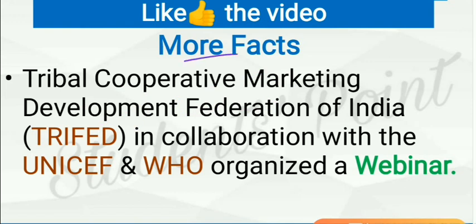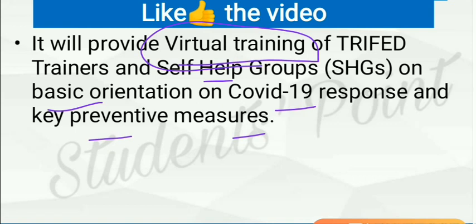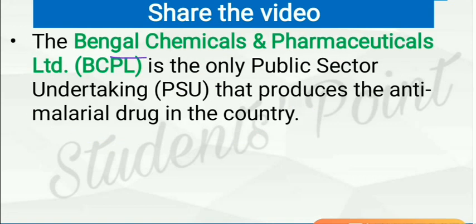Let's begin. More facts. Tribal Cooperative Marketing Development Federation of India, that is TriFed, in collaboration with UNICEF and WHO has organized a webinar. Remember, TriFed in association with UNICEF and WHO has organized a webinar. This will provide training to trainers and self-help groups on basic orientation on COVID-19 response and key preventive measures, and this will be virtual training. Okay. Next, the Bengal Chemicals and Pharmaceuticals Limited is the only public sector undertaking in the country that produces the anti-malaria drug.